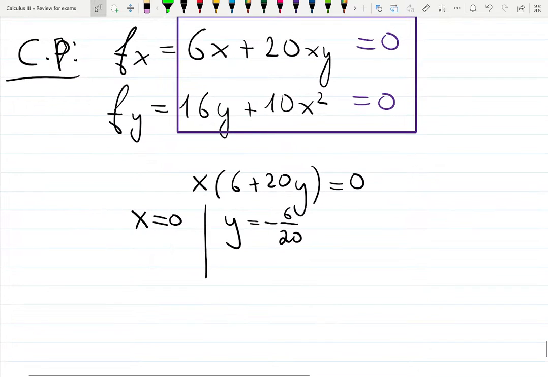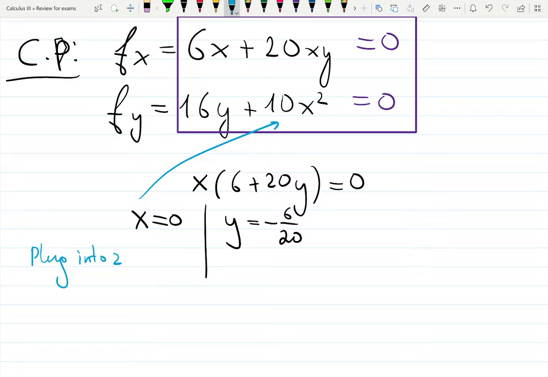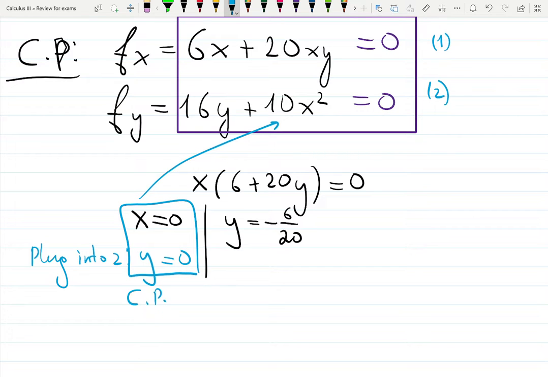Plug 0 into the second equation over here. Let's call these 1 and 2. And you will have y is 0 as well. So one of the points is 0, 0. That is my critical point number 1. Unless it's not in the domain though. So make sure, I'll put a question mark. Maybe it's outside of the restricted domain.